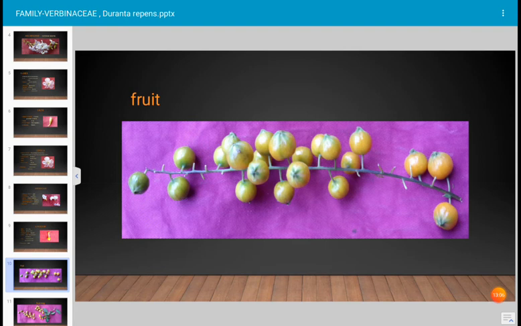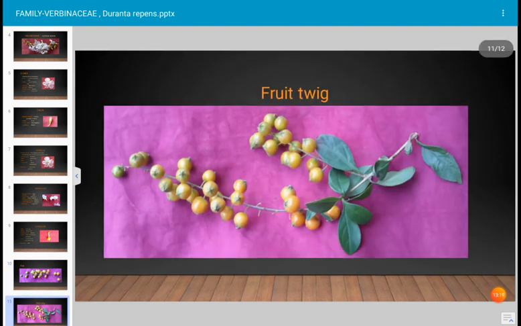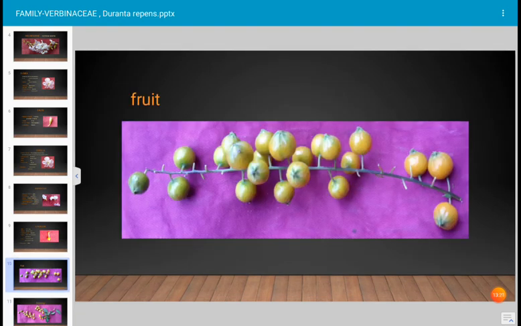These are the fruits of Duranta repens, family Verbenaceae. And which type of fruits occur in this? The fruits are of berry type. Berry type of fruit occurs in Duranta repens, family Verbenaceae.